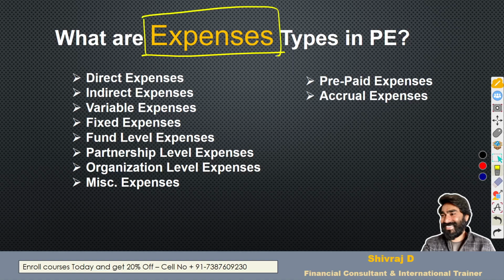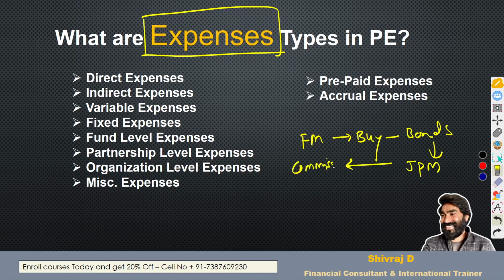So expenses are nothing but the cost which has been incurred to generate revenue. For example, let's say the fund manager decided to buy bonds from, let's say, JP Morgan broker, or through JP Morgan broker. Of course, JP will charge commission or fees or transaction fees.